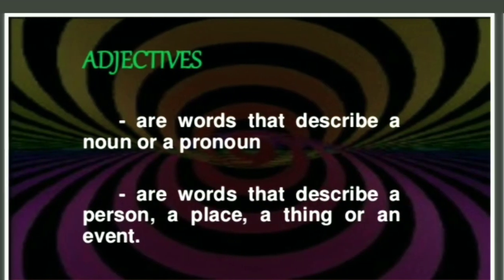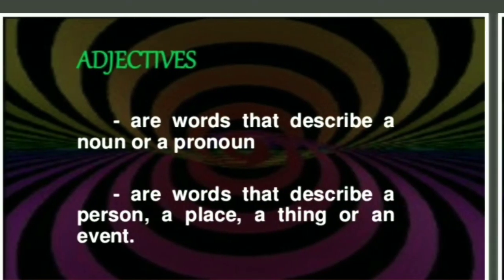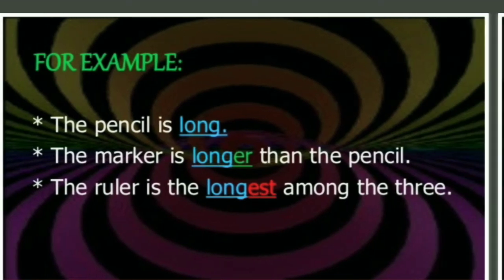So what are adjectives? We had learned they are words that describe a noun or a pronoun, the words that describe a person, place, thing, or an event. Okay, students, I think this much is very clear to you. Then we have an example of degrees of comparison. The pencil is long, the marker is longer than the pencil, the ruler is the longest among the three. So if you notice over here, the positive degree is long, the comparative degree is longer, and the superlative degree is longest.